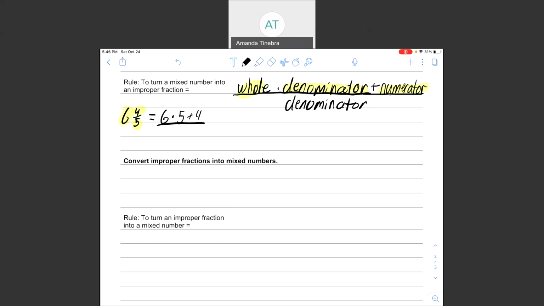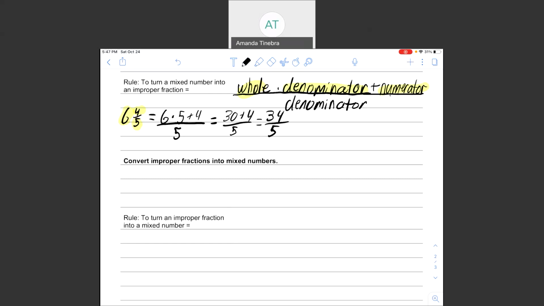And then on the bottom, I have my denominator. The denominator is still 5, so the denominator will be 5. So 6 and 4/5, written as an improper fraction. 6 times 5 is 30, plus 4. So I have 30 plus 4, that's 34 over 5. Okay? And that's how we have to do that.